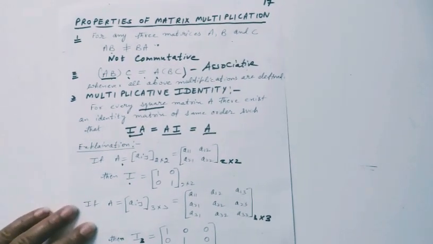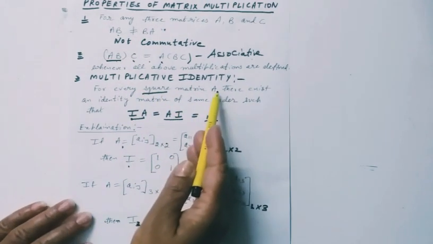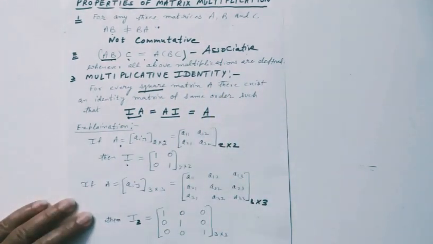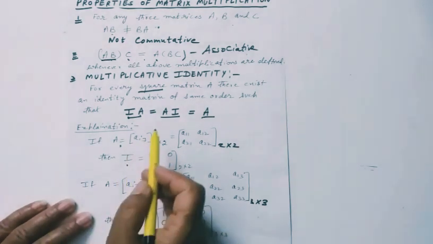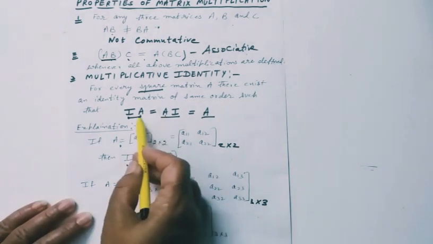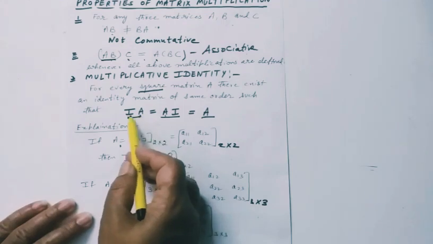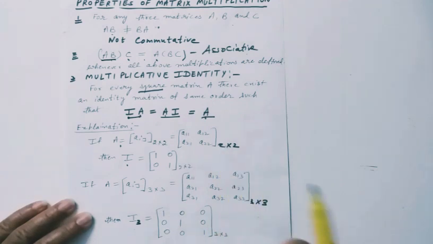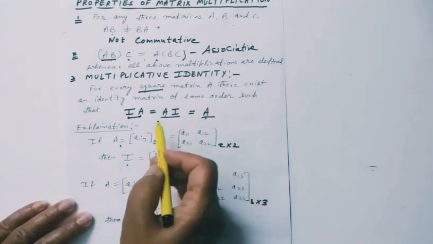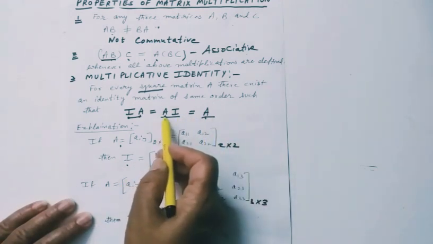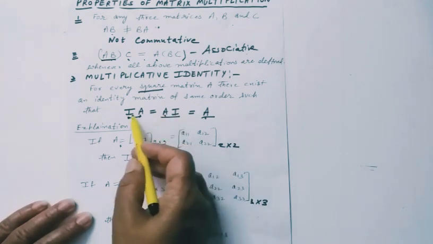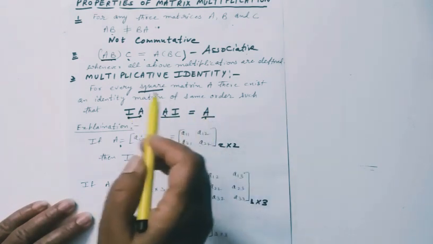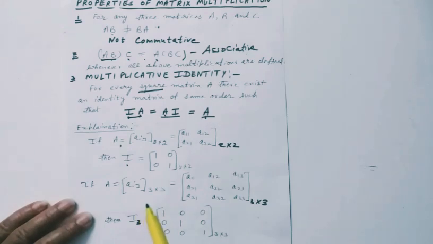And the very important thing is multiplicative identity. So what is a multiplicative identity, students? The multiplicative identity is that matrix I with which, if you multiply any matrix A, you get the same matrix A. This is the meaning of identity. Identity means that it does not change matrix A. Multiplication of this matrix with A in any order does not change A. So that multiplicative identity is nothing but the identity matrix.